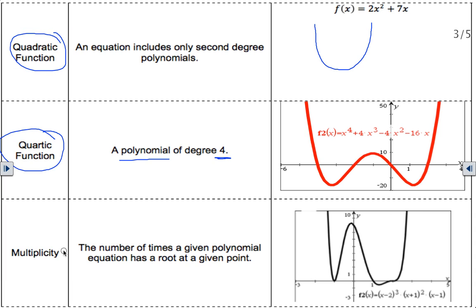There we go. All right, multiplicity. That's a word that you may not have seen or heard before. Essentially, it just means the number of times a given polynomial equation has a root at a given point. Okay, so we know that roots, at least I hope you know, that roots is another word for zero, which also is another word for solution, which is also another word for x-intercept.